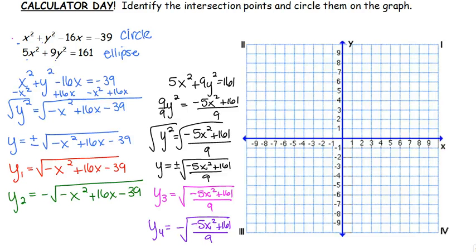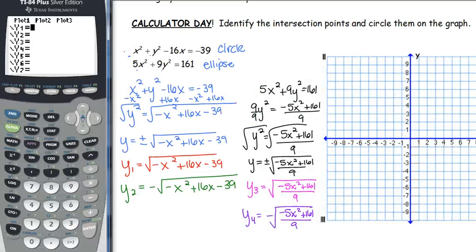So now I want you to go ahead and press pause and get your calculators out. Alright, let's look at our y1. We have the square root of a negative, make sure you use the negative, not the subtraction, x squared plus 16x minus 39.